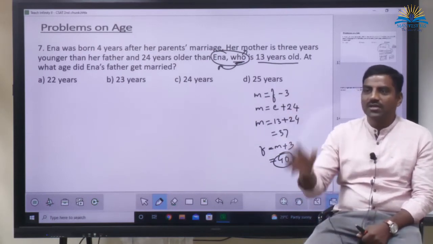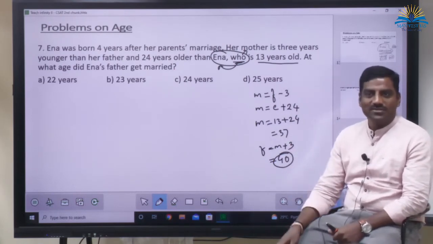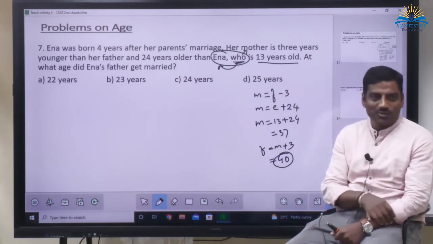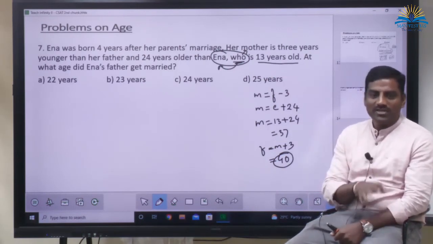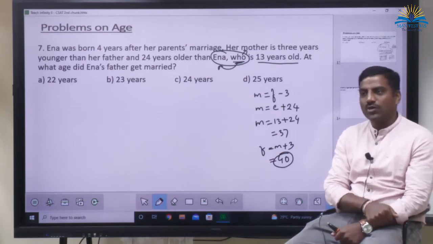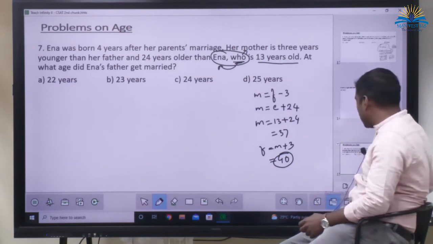People have to understand the process also. That child is born after the marriage. How many years after? 4 years. Now that child is 13 years old. So 13 plus 4, 17 years. Okay, father's age is 40. So father would have been 23 during marriage. Last question.